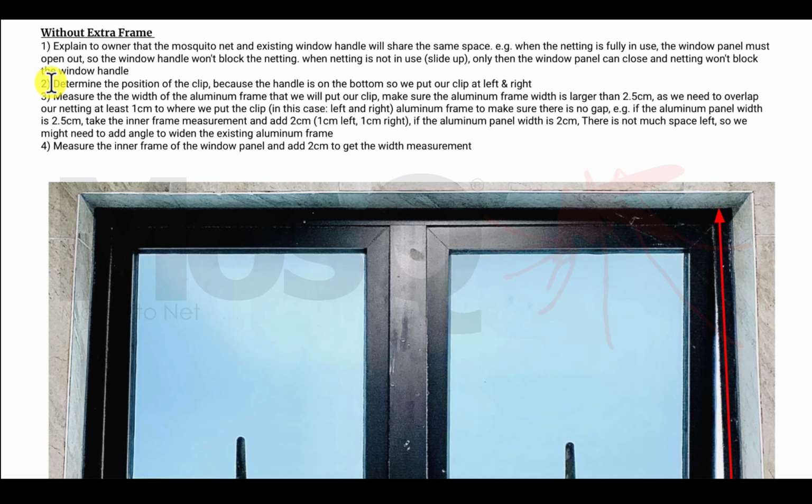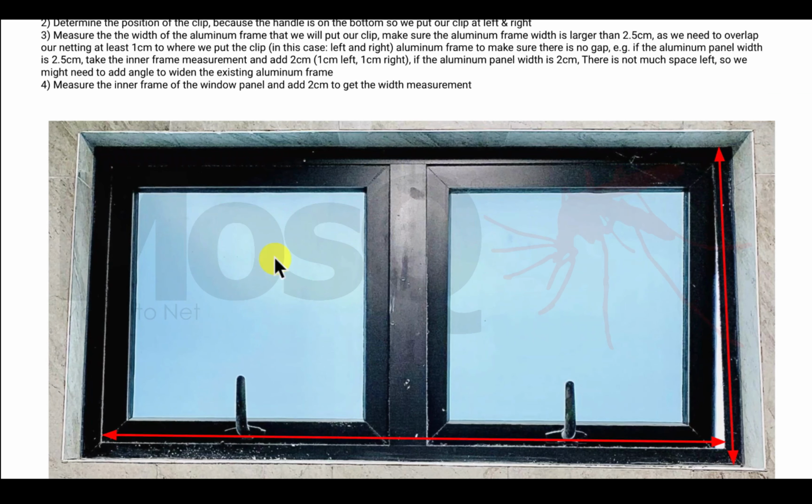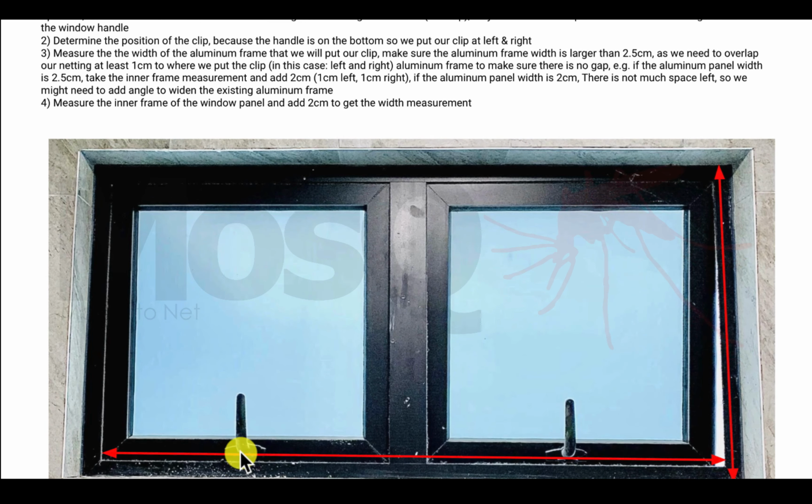Next, determine the position of the clip. Because the handle is on the bottom here, we need to put our clip at the left and right. If we put our clip here, the space here might be lesser, and then when the window hinge is closed, it doesn't have much space to close.